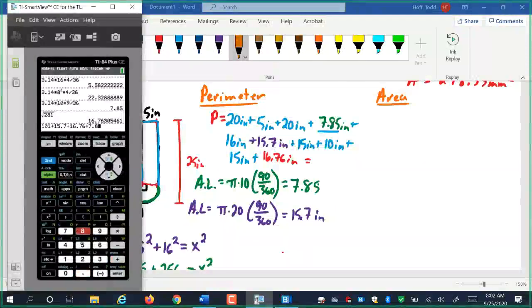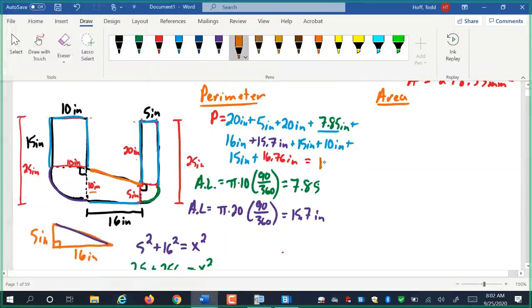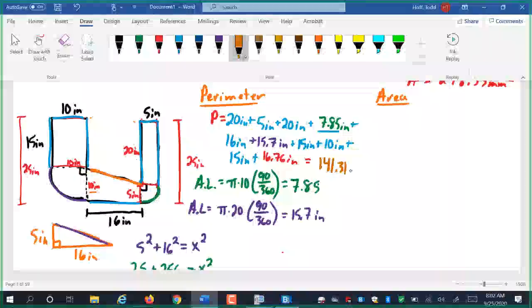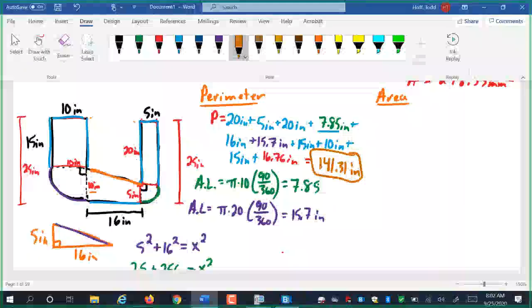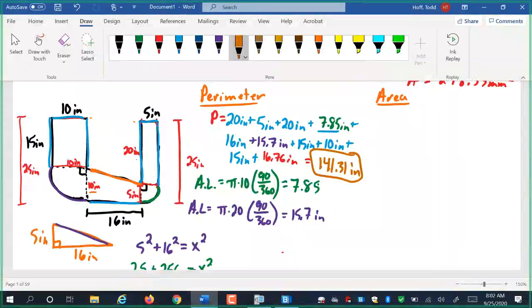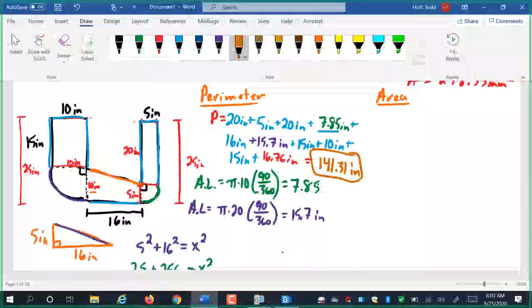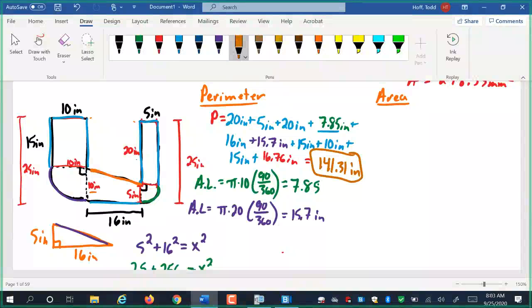And we have a total of 141.31. Did anybody have that, or within like half an inch of that, with the round off for using pi? Any questions on how I got that? As you can see, some of the missing dimensions are kind of tricky to find, but they're there if you dig for them.